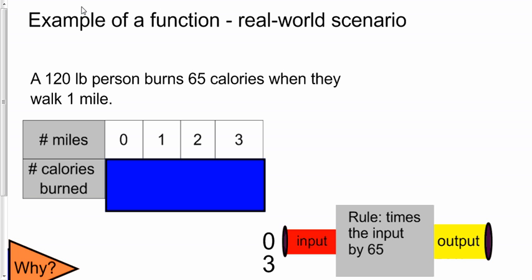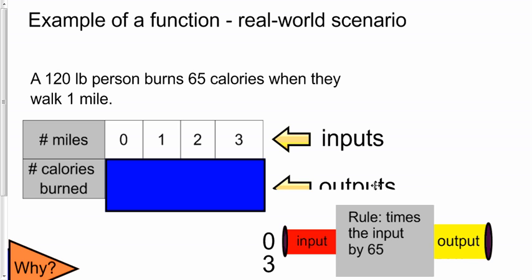So let's take a look at an example of a function in a real-world scenario. There's a 120-pound person, and basically they burn 65 calories when they walk 1 mile. So my number of miles would be my input. Okay. So this whole row right here would be my inputs, which means that it's also known as x. What would this row be known as?